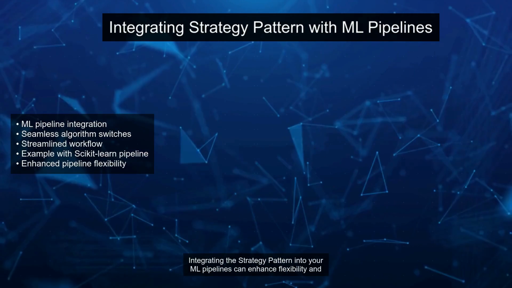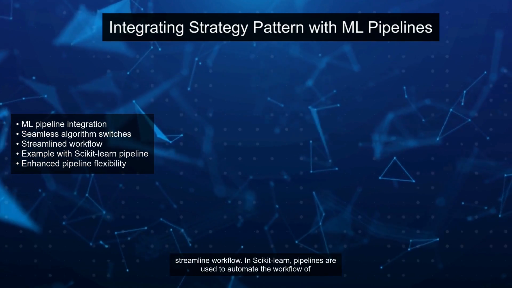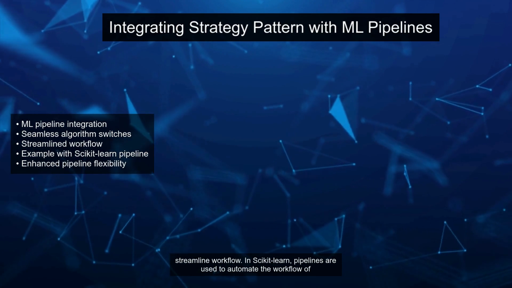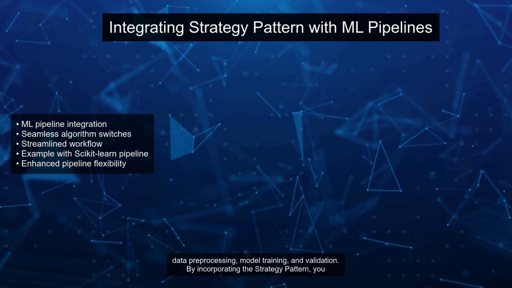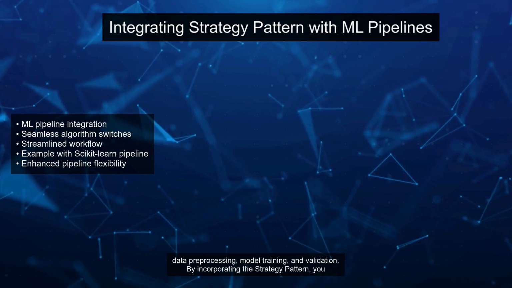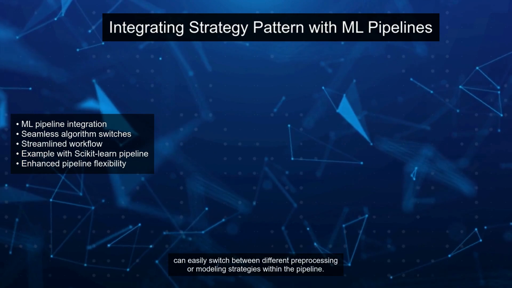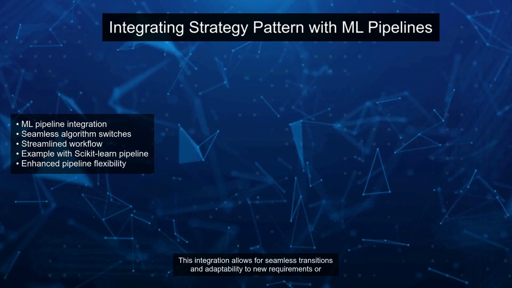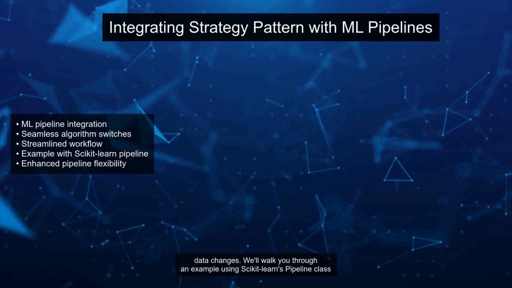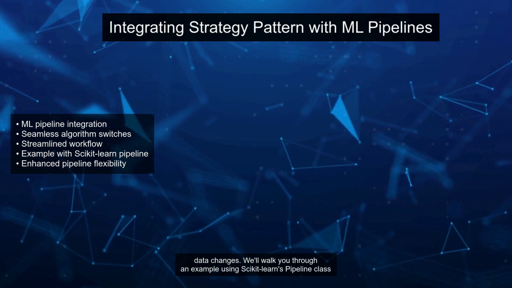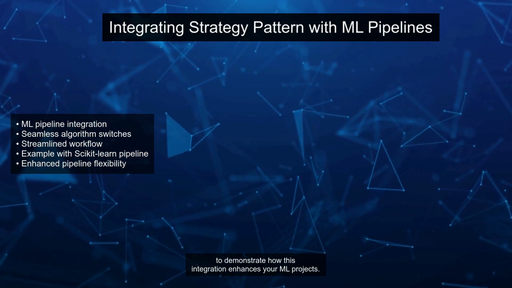Integrating the strategy pattern into your ML pipelines can enhance flexibility and streamline workflow. In Scikit-learn, pipelines are used to automate the workflow of data preprocessing, model training, and validation. By incorporating the strategy pattern, you can easily switch between different preprocessing or modeling strategies within the pipeline. This integration allows for seamless transitions and adaptability to new requirements or data changes. We'll walk you through an example using Scikit-learn's pipeline class to demonstrate how this integration enhances your ML projects.